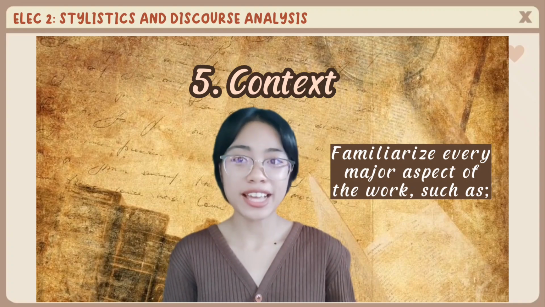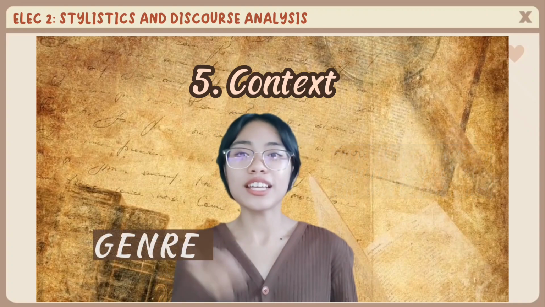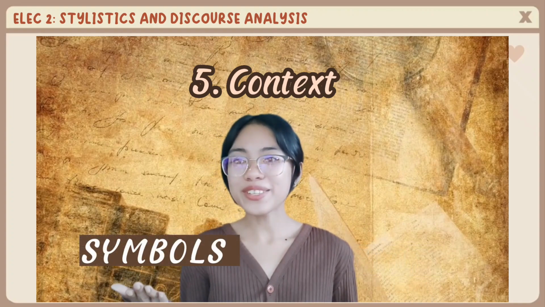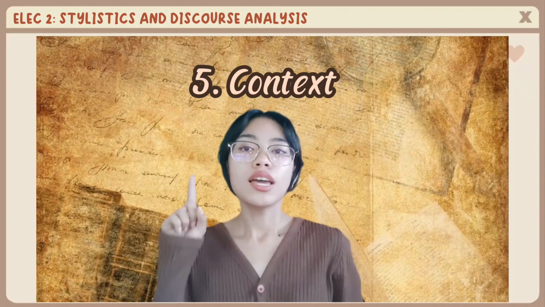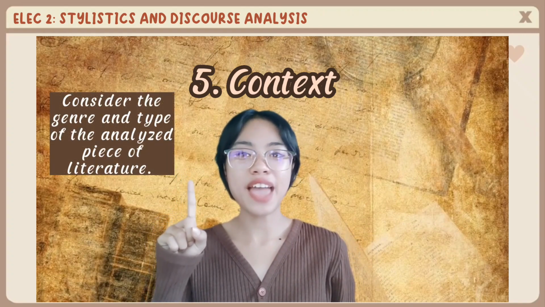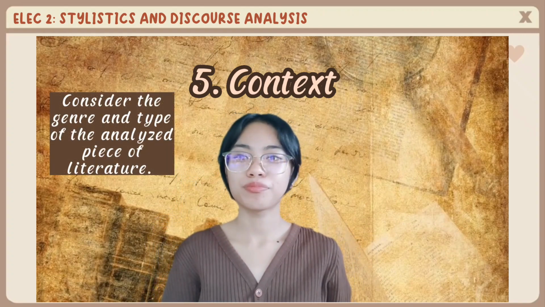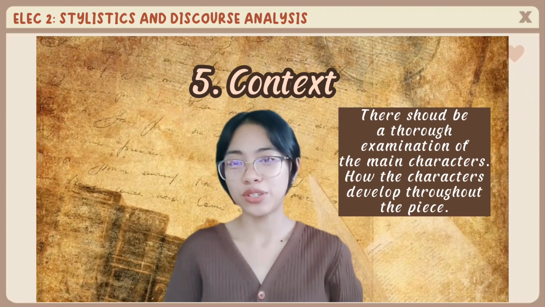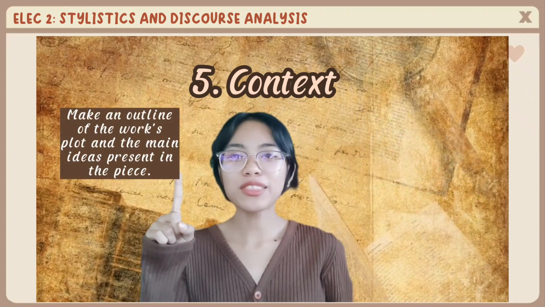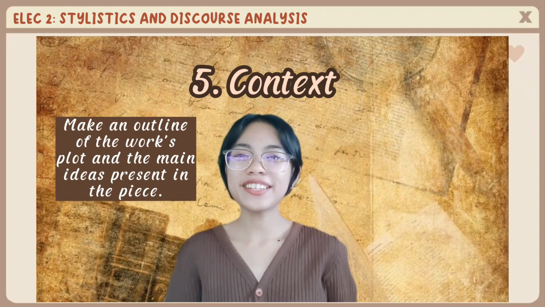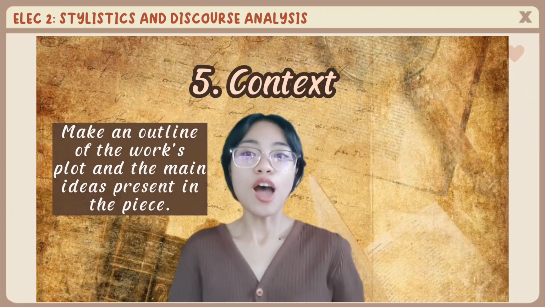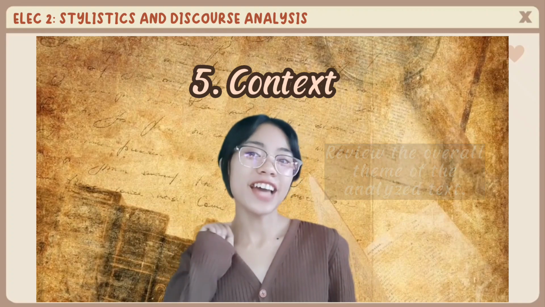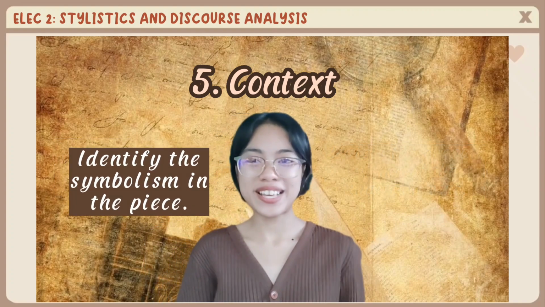Familiarize yourself with every major aspect of the work, such as its genre, theme, plot, symbols, and characters. Consider the genre and type of the analyzed piece of literature. There should be a thorough examination of the main characters. Make an outline of the work's plot and the main ideas present in the piece. Review the overall theme of the analyzed text. And identify the symbolism in the piece.